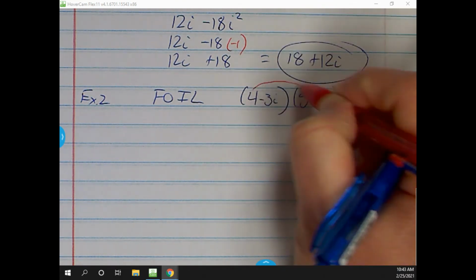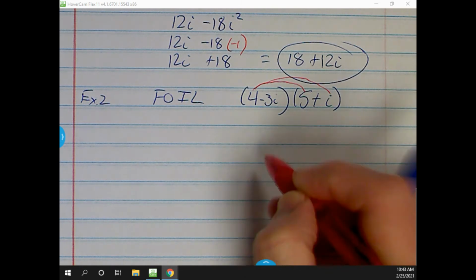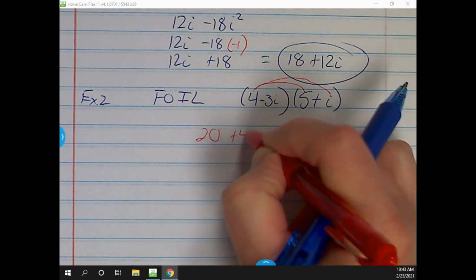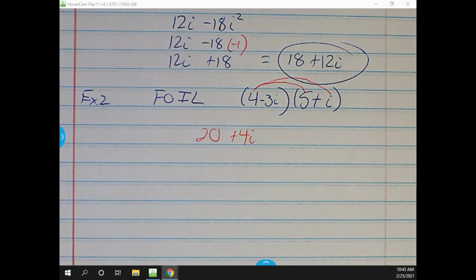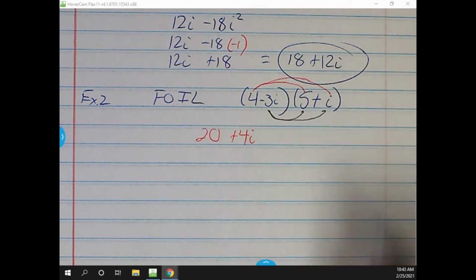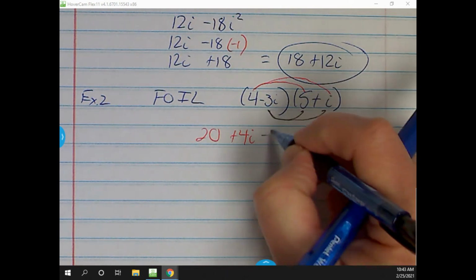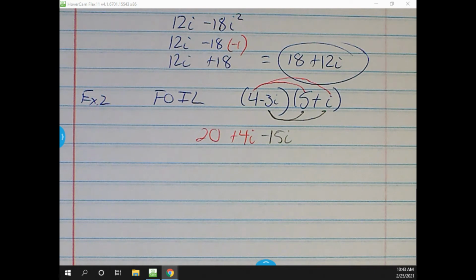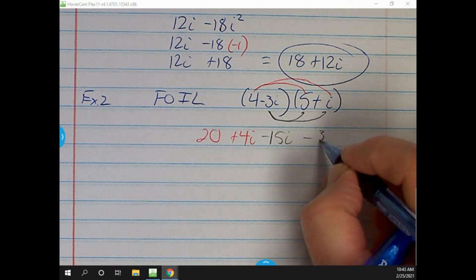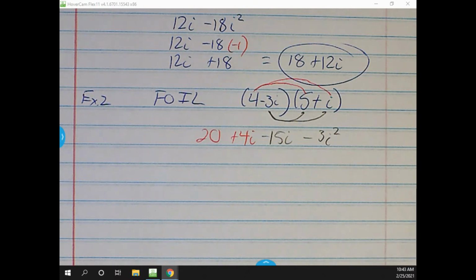So we're going to do 4 times 5 and 4 times I. So 4 times 5 is 20. 4 times I is just 4I. And then we're going to do -3I times 5 and -3I times I. So we get -15I. And for this one again, I times I will make it I squared.